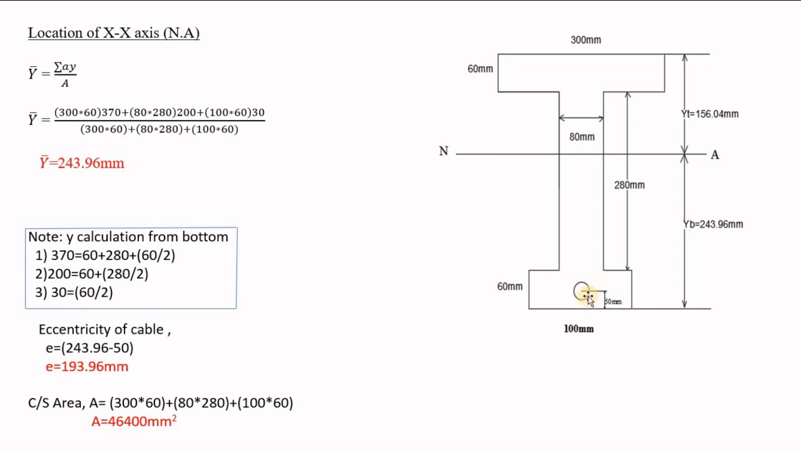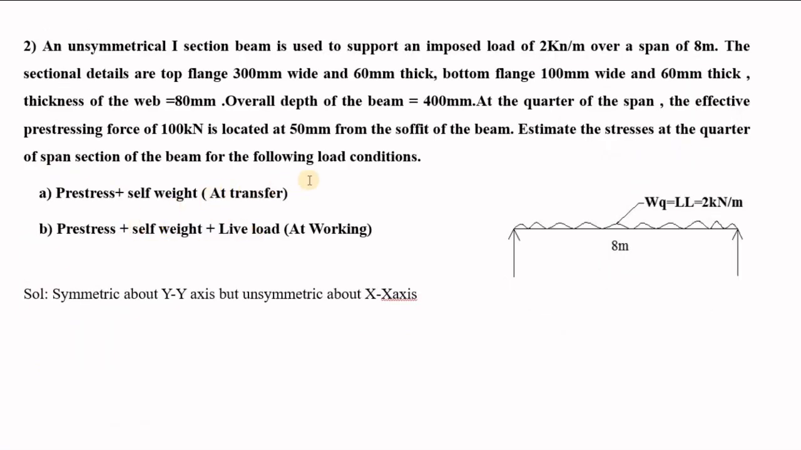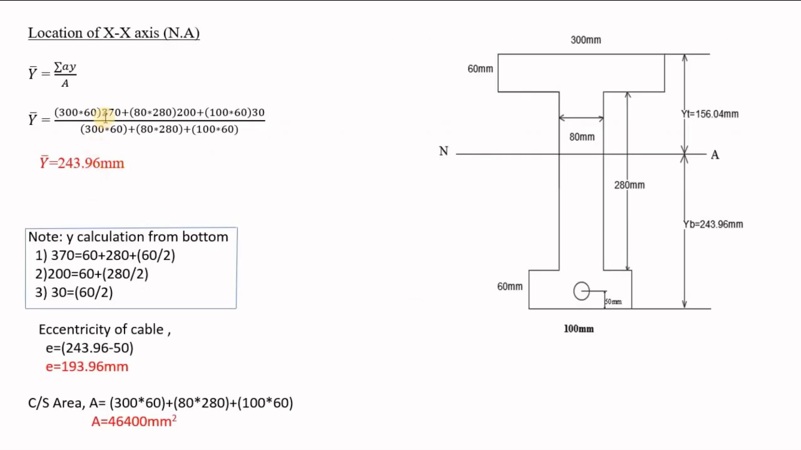It is located like that at a distance of 50 mm from the bottom. Tendon is like this, and this tendon is having a pre-stress force value of 100 kilonewton. So for this condition, what will be the F superior and F inferior, and the other two conditions they have given, at transfer condition and at working condition, we should find that. Now let's come back here.